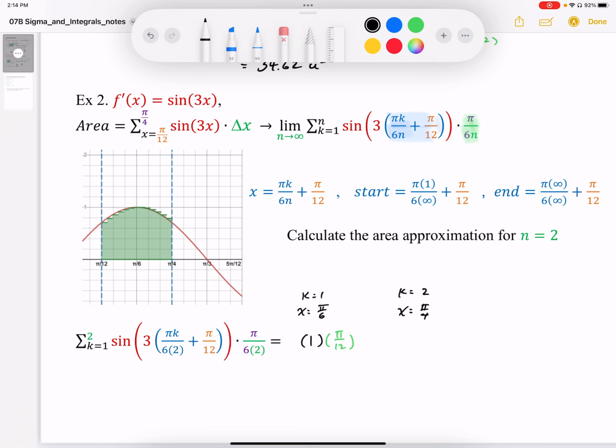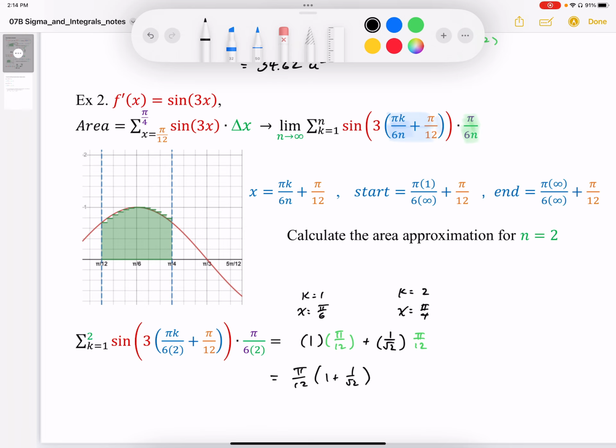So sine of pi over 4 times 3 is going to be sine of 3 pi over 4. That's going to give me a sine value of 1 over root 2. And again, my interval width is going to be pi over 12 when n is equal to 2. So then this simplifies to pi over 12 times 1 plus 1 over root 2. And that's going to be my area approximation underneath that bar.